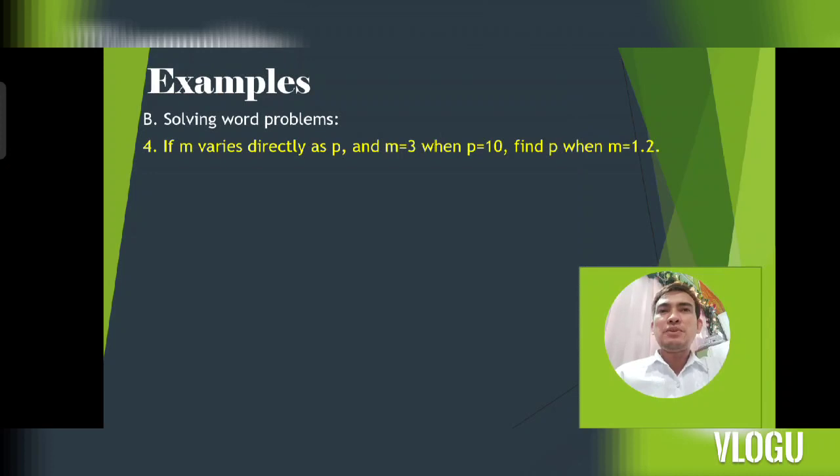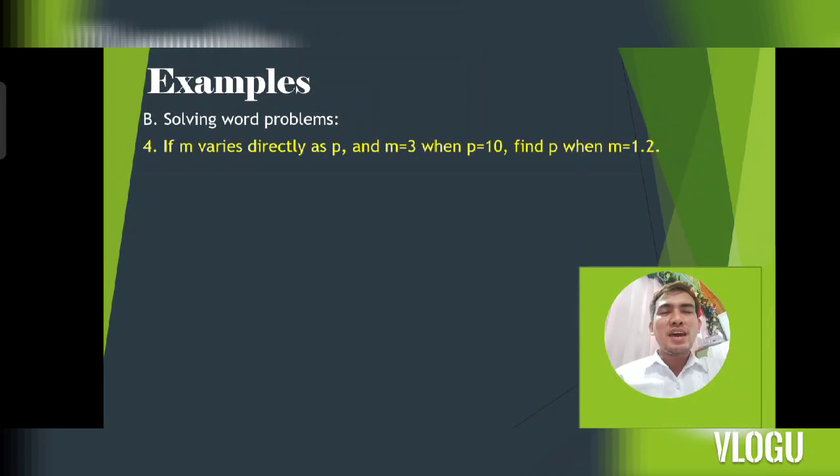Okay, so let's now proceed with problem number 4. If m varies directly as p, and m equals 3 when p is equal to 10, find p when m is equal to 1.2.